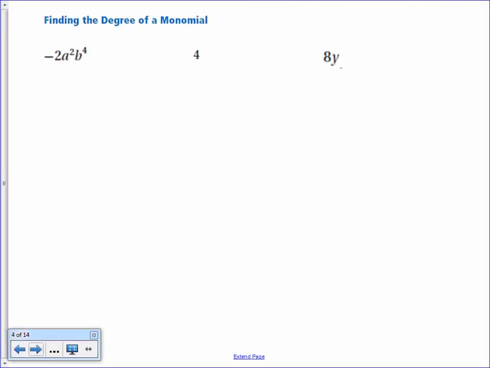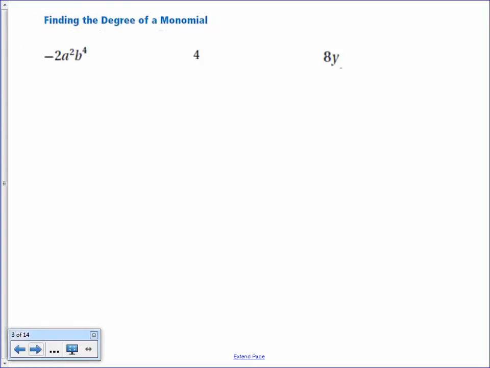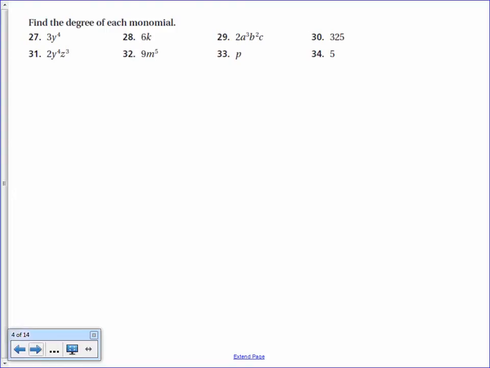So let's remember that. Negative 2a squared b to the fourth. Again, degree is the sum of the exponents. Let's take a look at the exponents here. We have an exponent of 2 and an exponent of 4. Sum means we just need to add them, so that has a degree of 6. Now 4, a standalone number, that's a constant, so that has a degree of 0. Now 8y. This might be a little tricky, but there is no exponent. When you have a single variable, it's like there's a 1 there, so this one has a degree of 1.